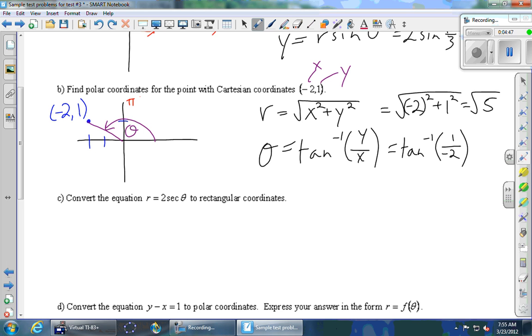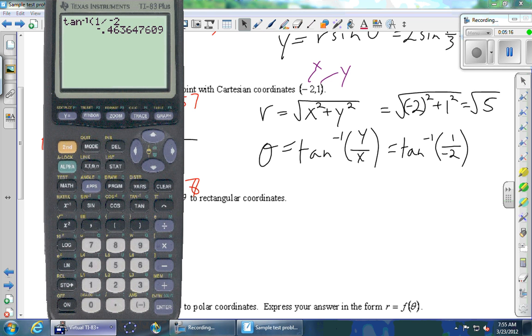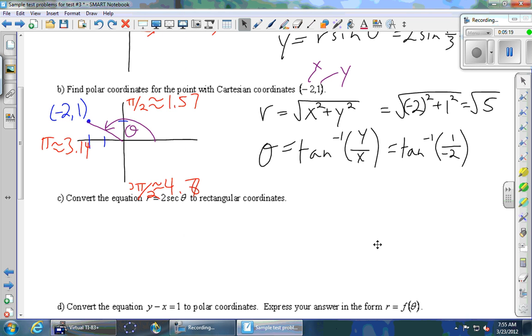Up here at the top is pi over 2, which is like 1.57. Over here at the left is pi, which is about 3.14. At the bottom is 3 pi over 2, which is like 4.6-ish, I guess closer to 4.7, right? 4.7-ish. I'm looking for the angle that we just found on the calculator. It was negative 0.46 radians.